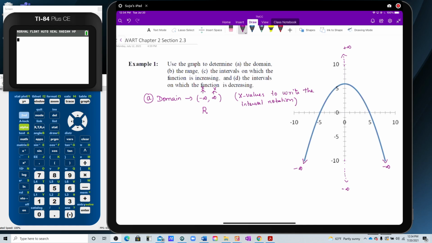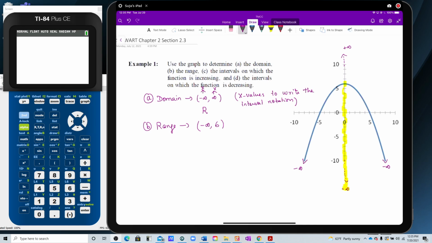Important to remember, okay? So the next part is asking for range. So B is for the range. Range is the y values that the function can have. So if you look at this graph, it's going down, which means it goes down all the way to negative infinity on my y-axis. And it can come up all the way up to this part here because I don't have any portion of the graph above this. So the range is going to be from negative infinity to positive 6.